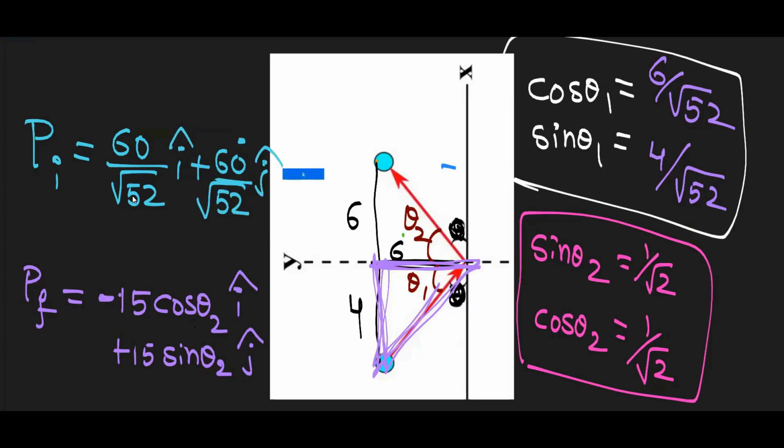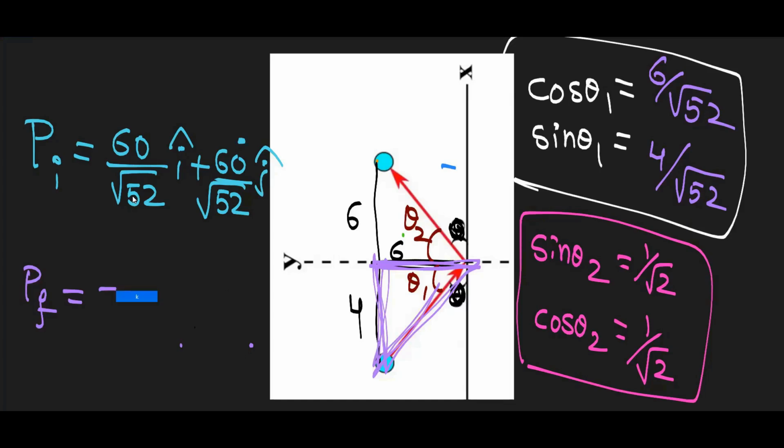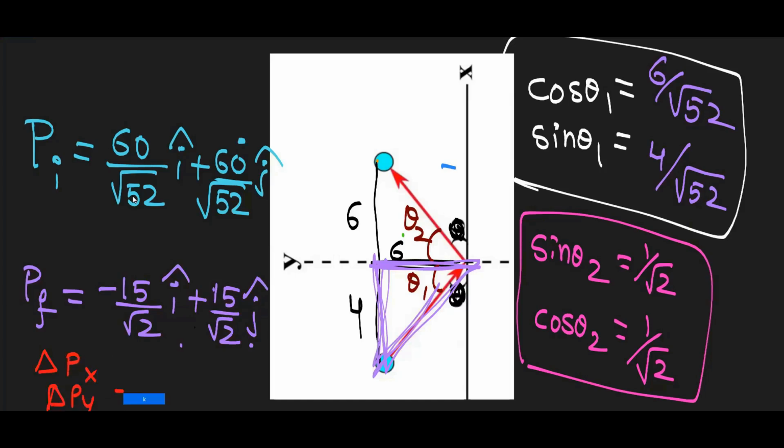Another one, ma, P final. P final how much? Come on. Minus 15 by root 2 I cap plus 15 by root 2 J cap. If we subtract these two, we'll get change in momentum along x direction. We'll get change in momentum along y direction also. We are going to do this in collisions. Collisions also we will be doing this.